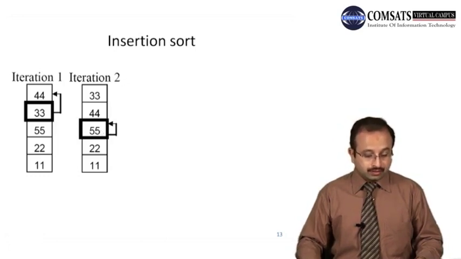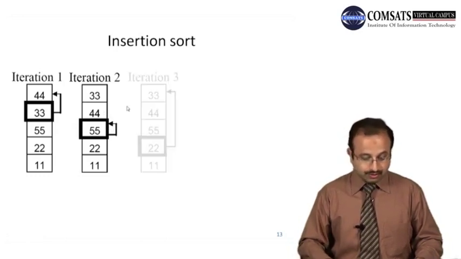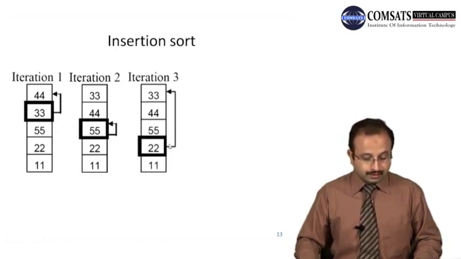Then you start comparing a of 2 with a of 1, and a of 1 is also smaller, so there is no swapping in iteration 2. Then in the third iteration, you take the next element and start comparing it. This is 22 at the third iteration.